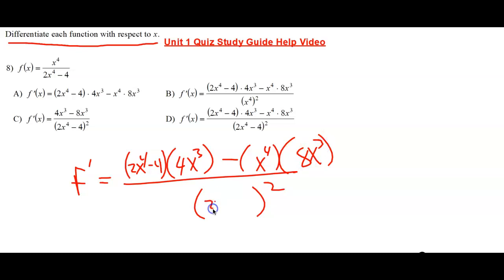And then squaring the below means we're just going to take 2x to the 4th minus 4 and have it squared. And now we're looking for the one that matches this. And that seems to be option, no, it's not B. I got tricked there. It's not B.